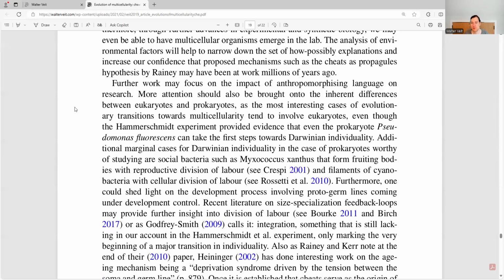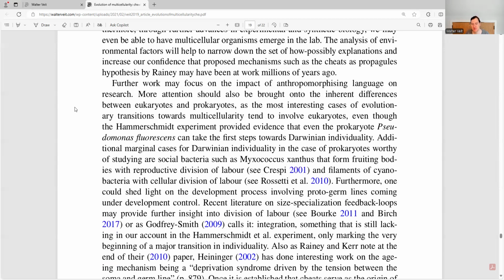More attention should also be brought onto the inherent differences between eukaryotes and prokaryotes, as the most interesting cases of evolutionary transitions towards multicellularity tend to involve eukaryotes, even though the Hammerschmidt experiment provided evidence that even the prokaryote Pseudomonas fluorescens can take the first steps towards Darwinian individuality.